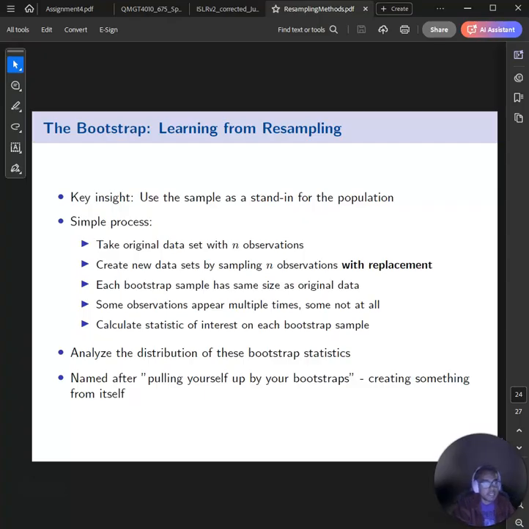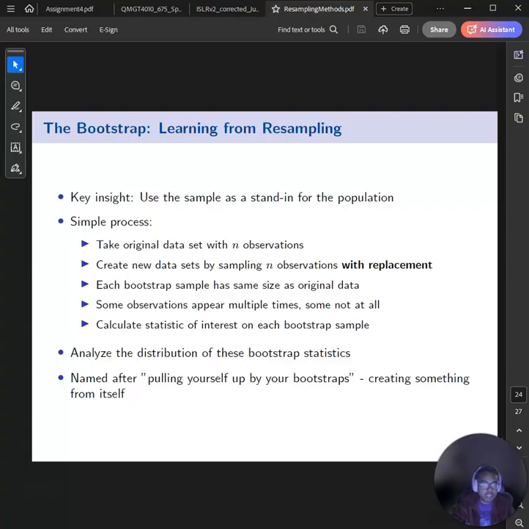The bootstrap is an elegant technique based on a key insight. We can use our sample as a stand-in for the population. We start with our original data set containing n observations. We create new data sets called bootstrap samples by sampling n observations with replacement. Each bootstrap sample has the same size as our original data. Some observations will appear multiple times in each sample while others won't appear at all.